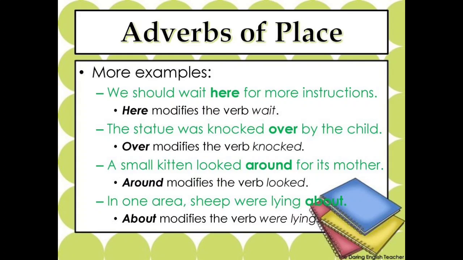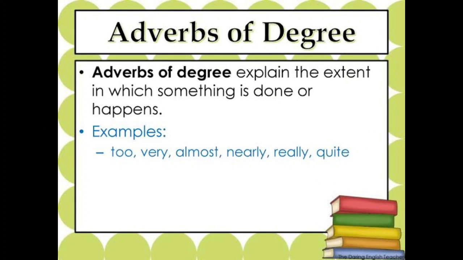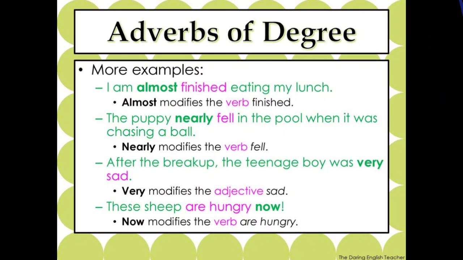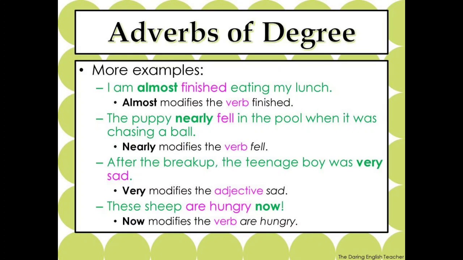Let's move on to the next type of adverb, that is adverb of degree. Adverb of degree explains the extent to which something is done or happens. So what is meant by adverb of degree? Adverb of degree explains the extent to which something is done or happens. For example, too, very, almost, nearly, really, quite. So these are the words that show the adverb of degree. So here very is the adverb of degree that modifies the adjective sad.